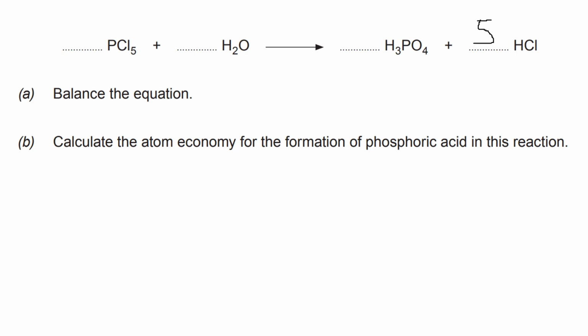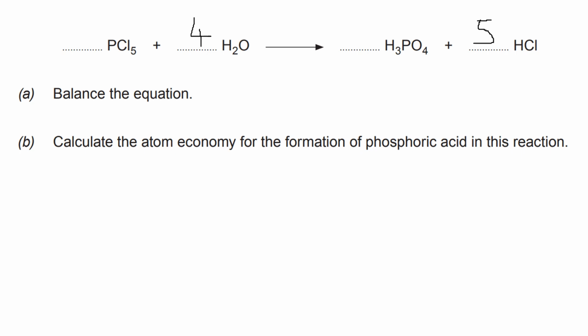That gives you 8 hydrogens in total on the right hand side and only 2 here, so you need 4 lots of H2Os. That conveniently balanced the oxygen. We've now got 4 oxygens, so in total we've got 1 phosphorus, 8 hydrogens, 5 chlorines and 4 oxygens, so that is now balanced. And what we have to now do is calculate the atom economy. So we need to work out what H3PO4 is.